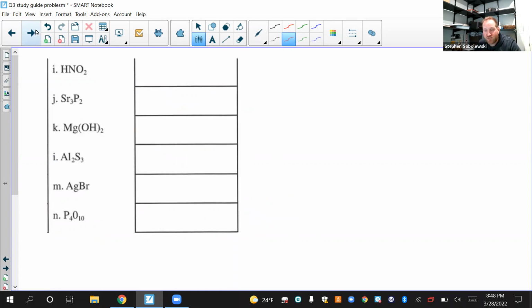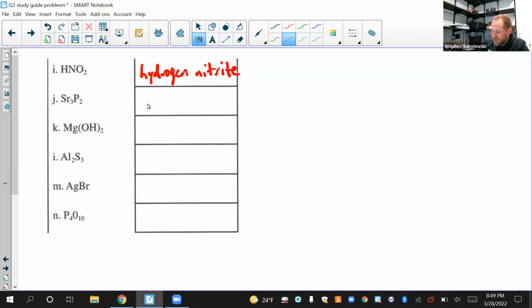HNO2. So here, hydrogen's acting as a cation. It's the front part of this. So we're going to call it hydrogen nitrite. Now, you will later learn when we do acids and bases, this is called nitrous acid. But for now, hydrogen nitrite.